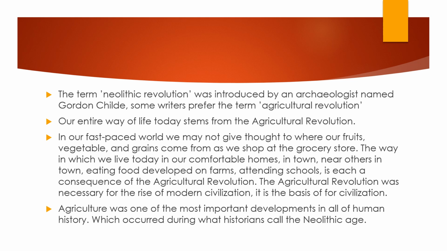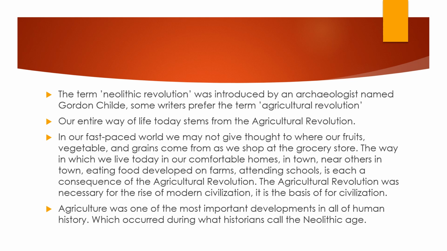In our fast-paced world, we may not give thought to where our fruits, our vegetables, our grains come from, where we shop in the store, where that stuff comes from. The way in which we live today in our comfortable homes, in the towns we live in, or living near towns, eating food developed on farms, attending schools, all of that stuff is a consequence of the agricultural revolution. The agricultural revolution was necessary for the rise of modern civilization. It is the basis for civilization.